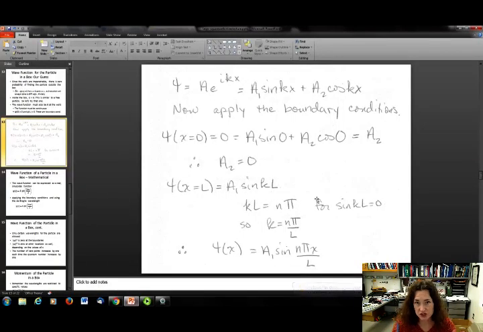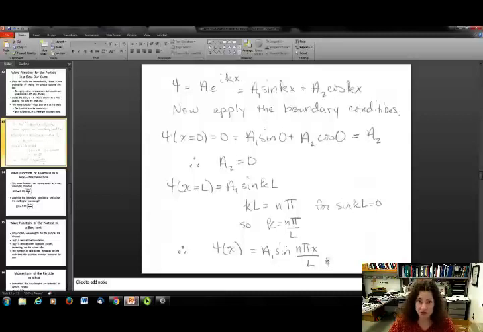When is our sine function 0? Our sine function is 0 when the argument is 0, pi, 2 pi, 3 pi, 4 pi, and so on. Okay? So let's set kL equal to n pi, and that will make sine of kL equal to 0. And now we can solve for what our wave number k is. k would be n pi over L. All right? So this means that our wave function is a1 times the sine of n pi x over L. All right? So that's our solution to the infinite square well problem.